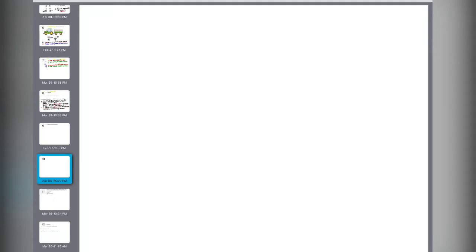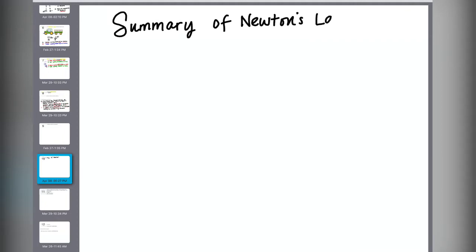Okay, so after we've been through Newton's first, second, and third law, I just want to take the time and do a little bit of summary of all the three laws and the general methods of solving problems. So the summary of Newton's laws.